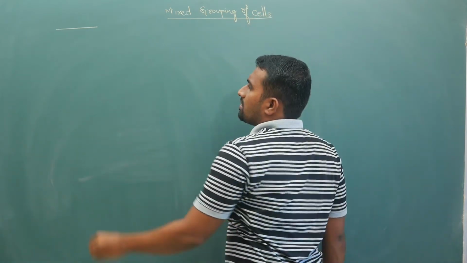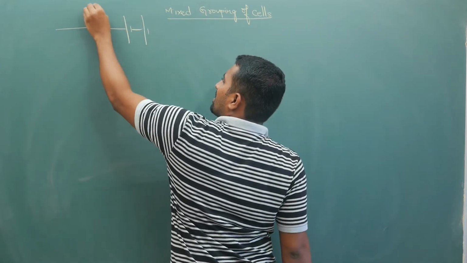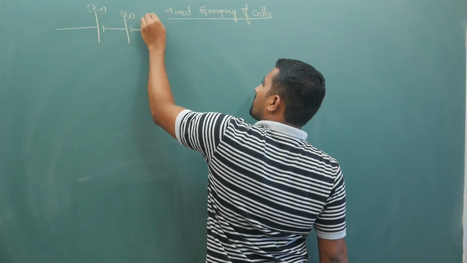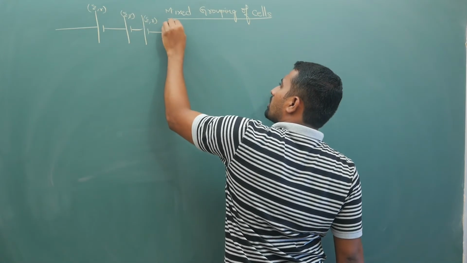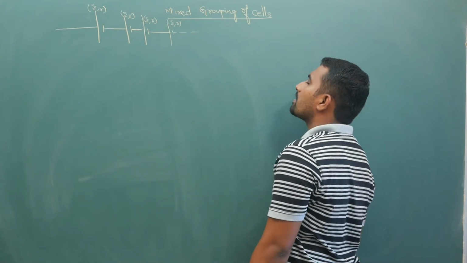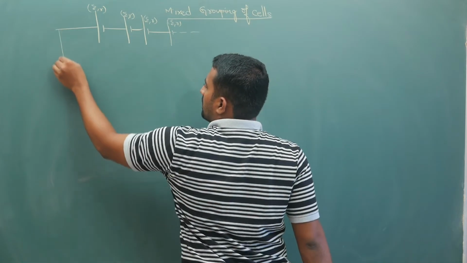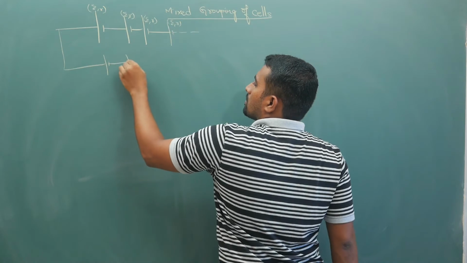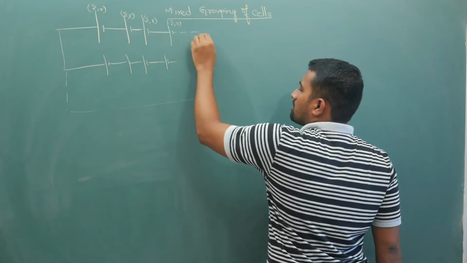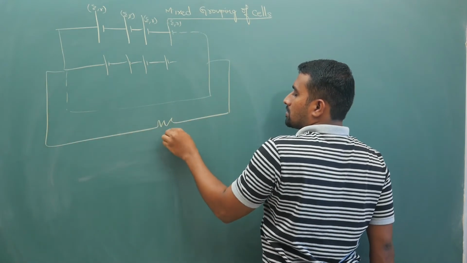Now for the mixed grouping part, all cells are identical. If they are different, I will explain that next separately. For series I have shown different cells, but for parallel right now I will not do it. So this is what you have. Like this you have some combination of cells and your current is this much.